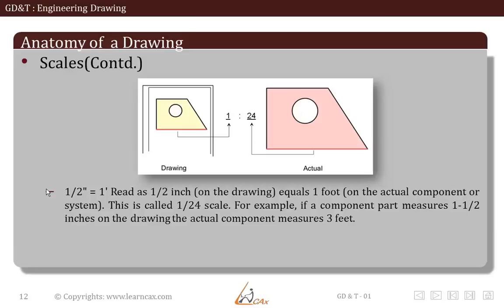For example, if a component part measures 1.5 inches on the drawing, then the actual component size would be 3 feet. We can understand that from here. Half inch gives us 1 foot on the real object, hence 1.5 inch will give us 3 feet.